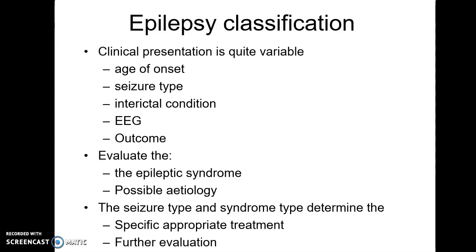So we try to come to a definition or understanding by using the age of onset, seizure type, interictal conditions, EEGs, and outcomes. All of this can be taken into consideration to come to a classification, into which classification we should put this epilepsy syndrome. After understanding the clinical presentation, we have to evaluate the epileptic syndrome. Possible etiology, some genetic possibilities can be understood. If there is any genetic structural anomaly, any lesions or any disease, then it could be understood.